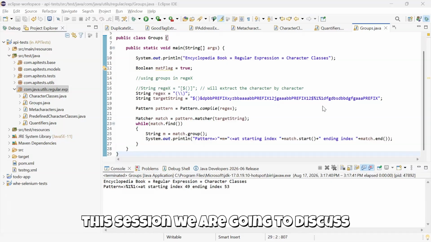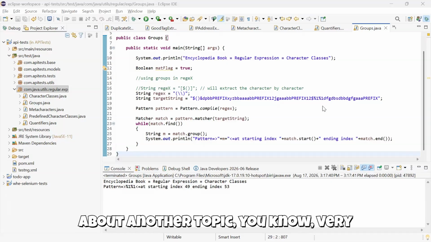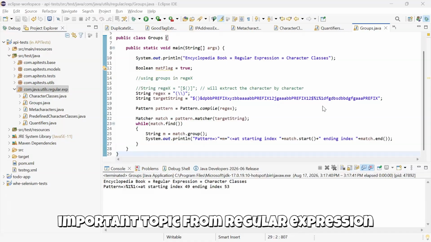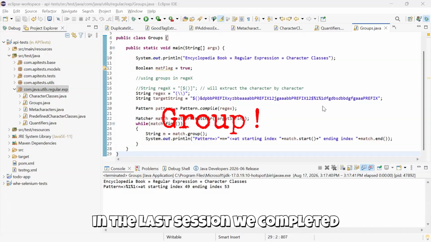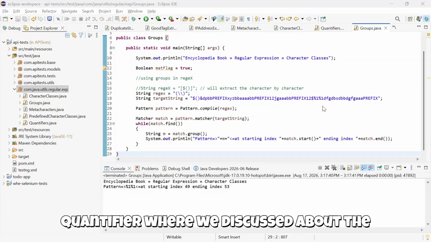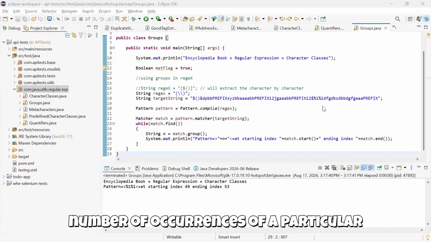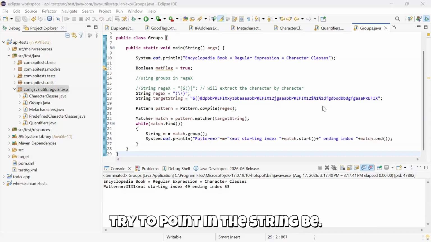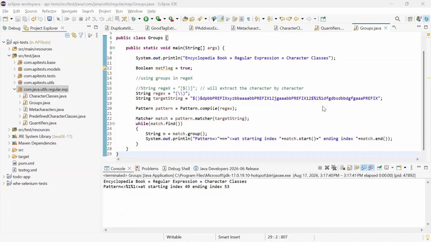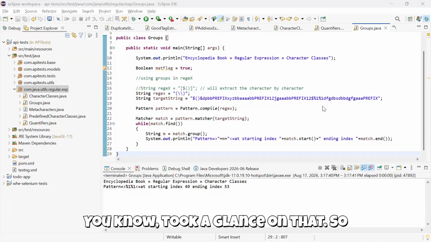And in this session, we are going to discuss another very important topic in regular expressions, called group. In the last session, we completed quantifiers, where we discussed the number of occurrences of a particular pattern that we derive ourselves and try to find in the string.